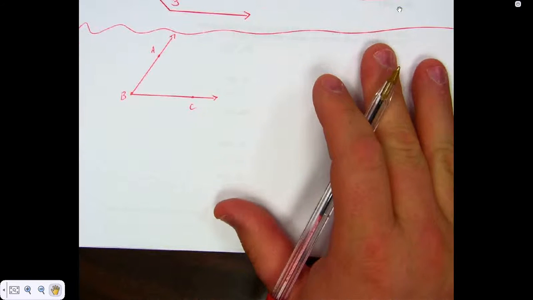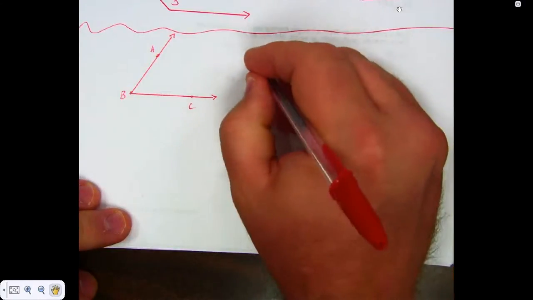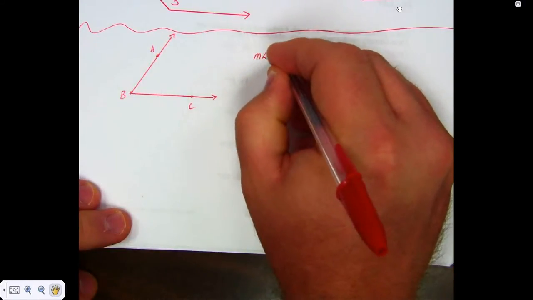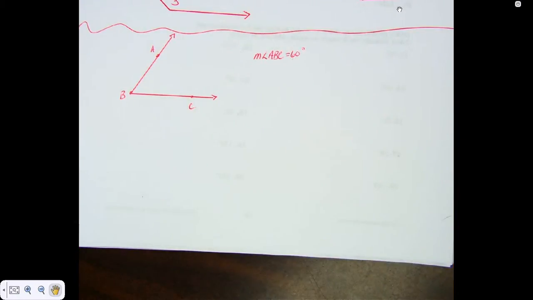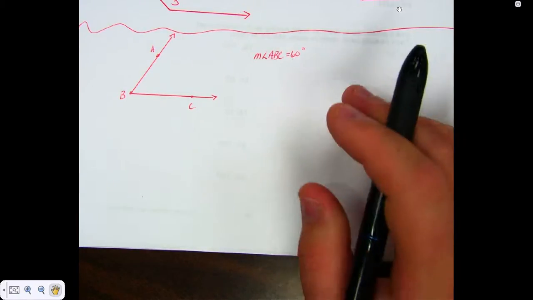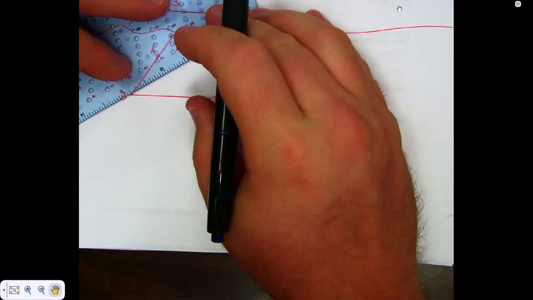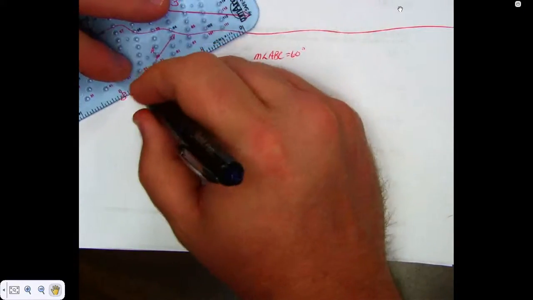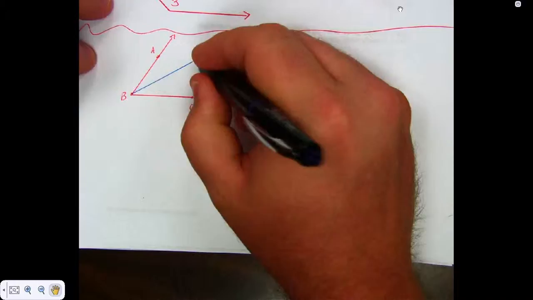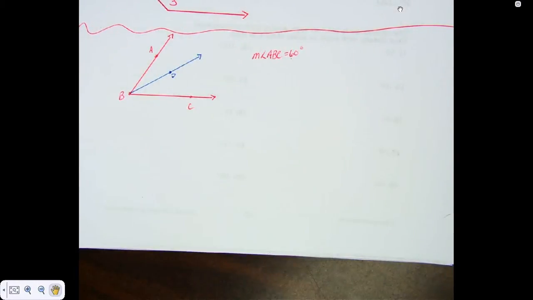Yes, sir. Okay, we're gonna talk about angle ABC. And I'm gonna say that the measure of angle ABC is equal to 60 degrees. Now, I'm gonna draw a ray right through this thing. What does it look like my ray does? It bisects it. It splits it apart into two, doesn't it?